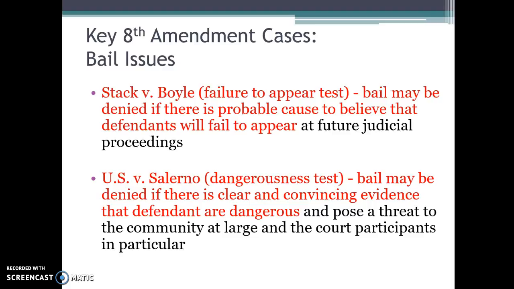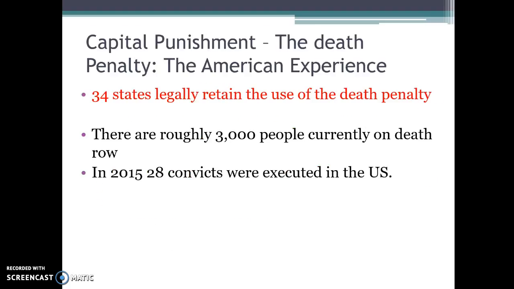They're coming after you because they want their bail money back. Okay, the Eighth Amendment cases that you need to know that go with bail issues are Stack versus Boyle. And what this one says is a failure to appear test. They don't have to give you bail if it looks like you are not going to be trustworthy and that you're going to take off, that you're going to fail to appear, then the judge does not have to set bail. Likewise, in U.S. versus Salerno, if you're dangerous, if you're like some crazy serial killer, they're not going to let you out on bail. You could keep going on your crazed murder spree. So those are two different examples where bail can be denied.